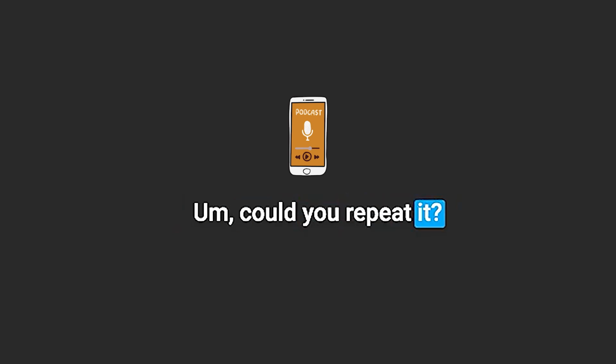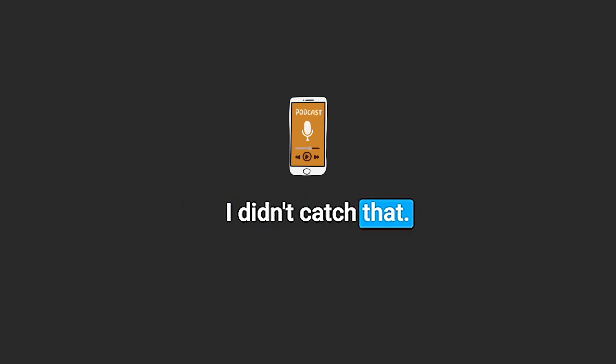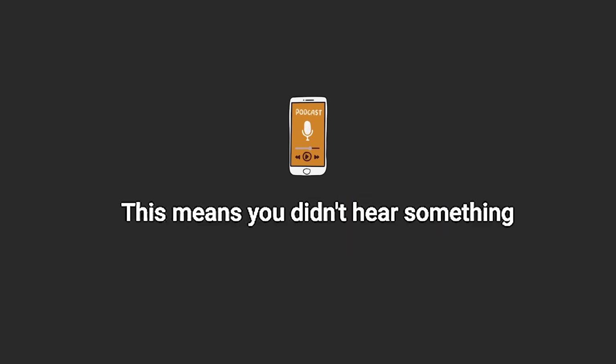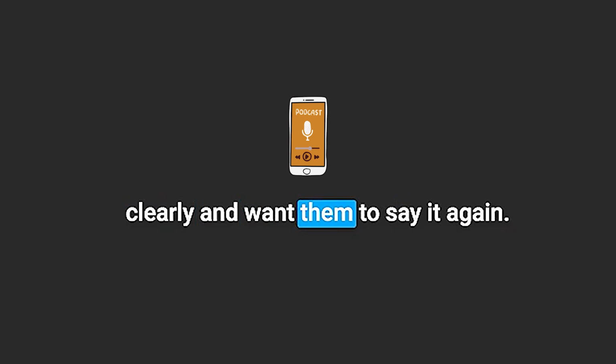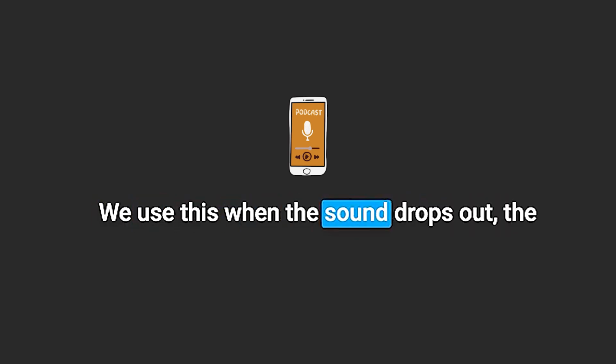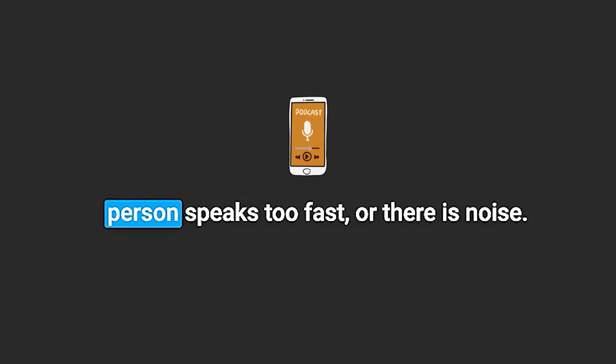I didn't catch that. Could you repeat it? This means you didn't hear something clearly and want them to say it again. We use this when the sound drops out, the person speaks too fast, or there is noise.